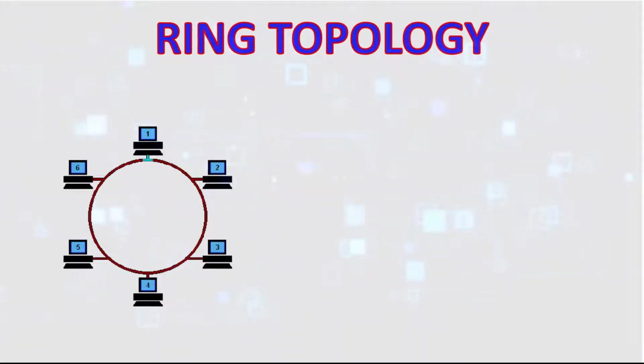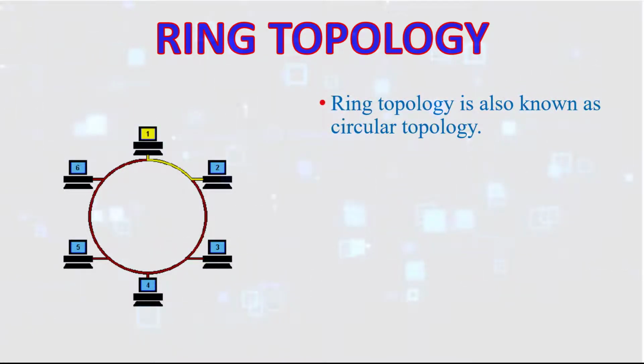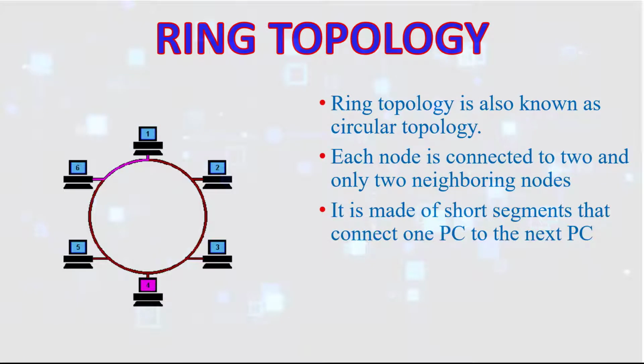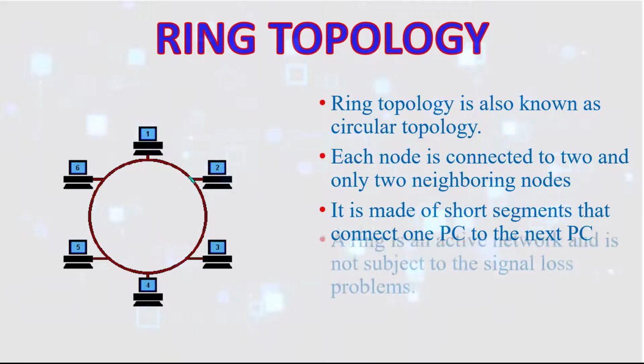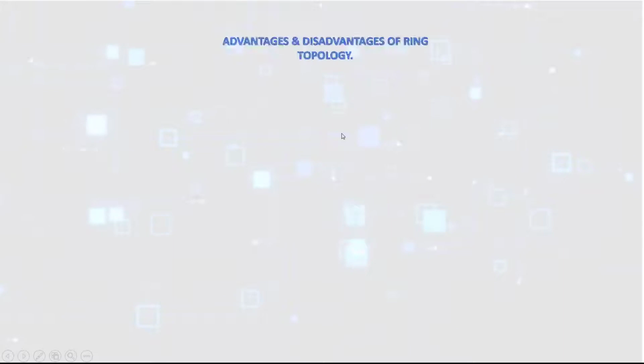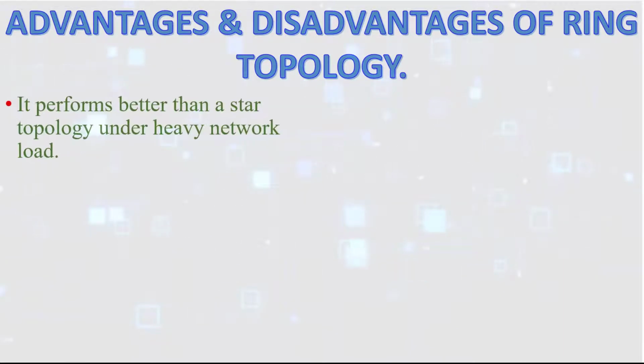In ring topology, it forms a ring connecting a device with exactly two neighboring devices. It is made of short segments that connect one PC to the next PC. All messages travel through the ring in the same direction, either clockwise or counterclockwise. A ring is an active network, and is not subject to the signal loss problem. The possibility of collision is minimum in this type of topology, hence it performs better than a star topology.